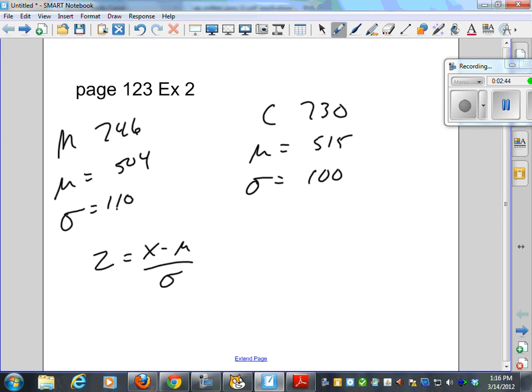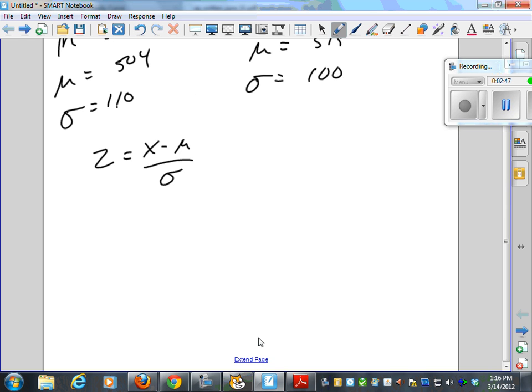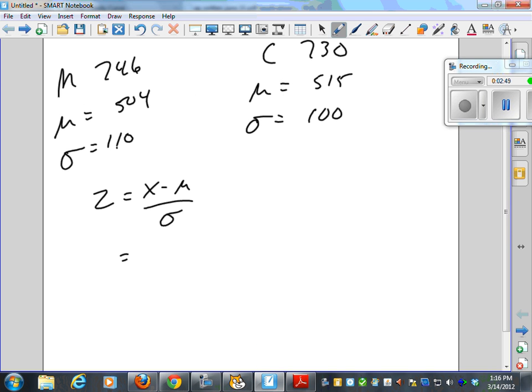So we're going to use our Z-score here. Our raw score in this case is 746. The mean is 504, and I divide by 110. It gives me a Z-score of 2.2. She is 2.2 standard deviations above the mean. Is that good? That's real good. That is very good. She is 2.2 standard deviations above the mean. There's not many people that are going to have a better score than her.